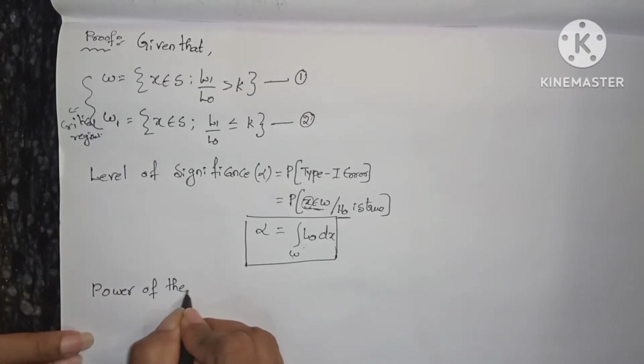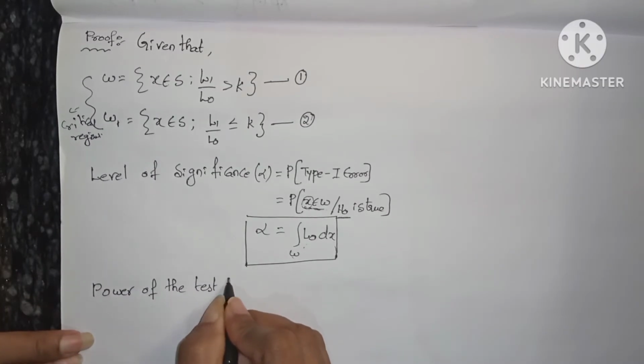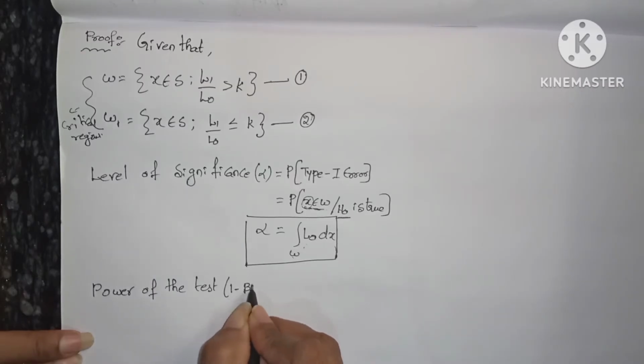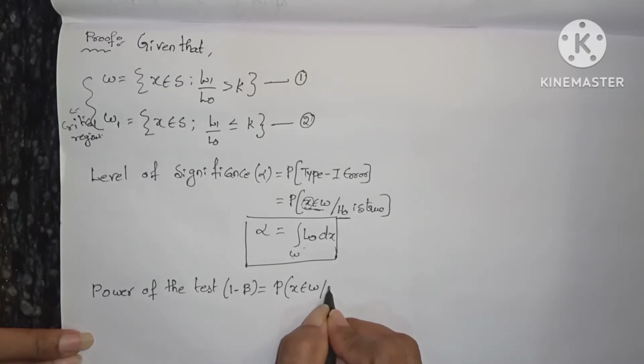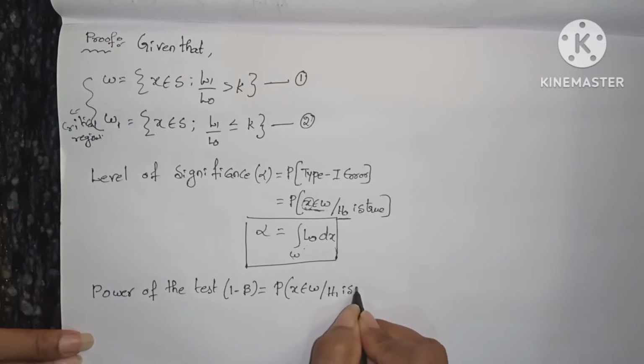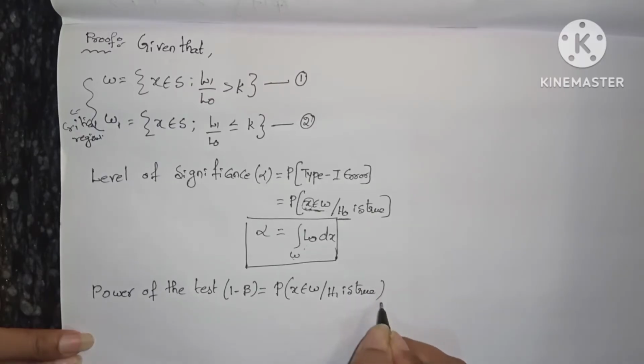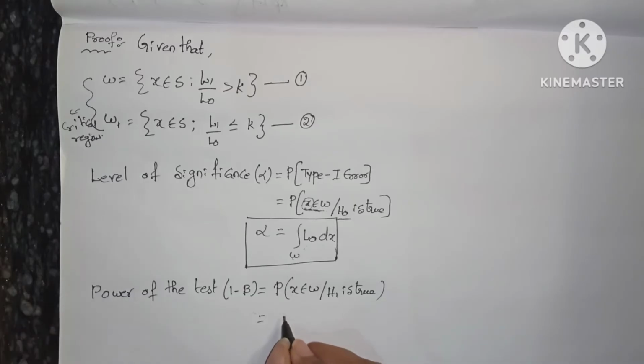Power of the test. Power of the test is denoted with 1 minus beta. So 1 minus beta is nothing but the probability of x belongs to omega such that H1 is true. Now we have to take the alternative hypothesis to be true.